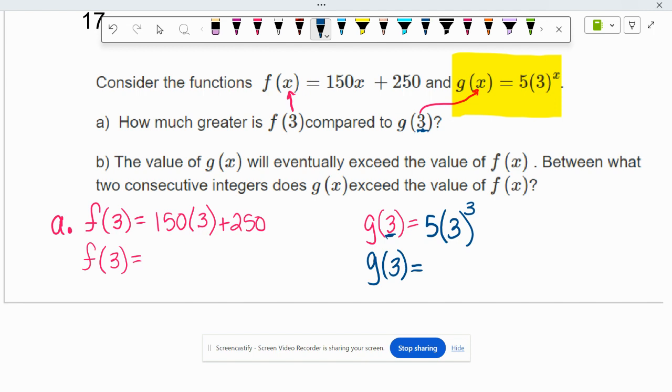Subtract them. So here's what I want you to do. I'm not giving you the answer, but you need to take whatever you got for f of 3, and from that answer, I want you to subtract your g of 3, and that's what you're putting in this box. That's what answer A is. How much greater is f of 3 compared to g of 3?